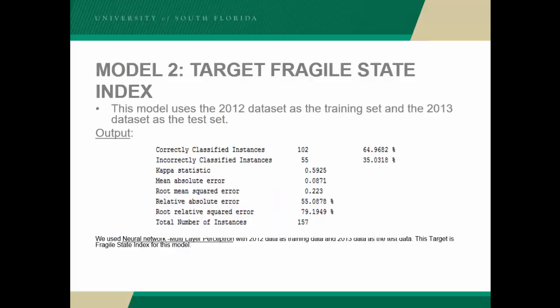And finally the main model which we wanted to predict. Here we have given the 2012 data as the training data set and the 2013 data as the test data set, and the target is obviously the fragile state index. Here also we have used neural network multi-layer perceptron, and we have got 64% accuracy.